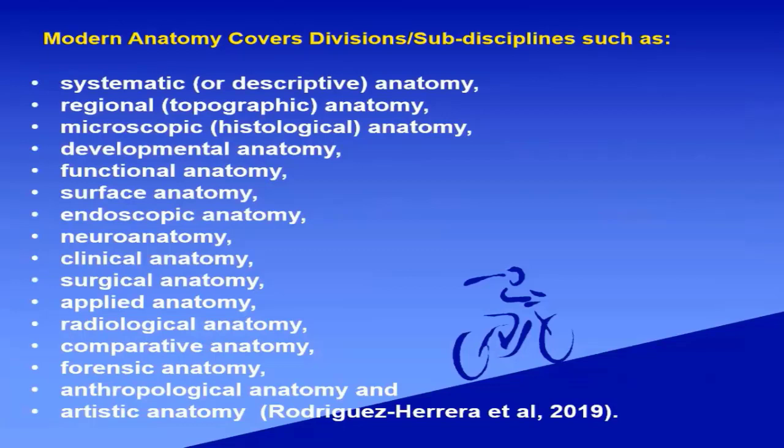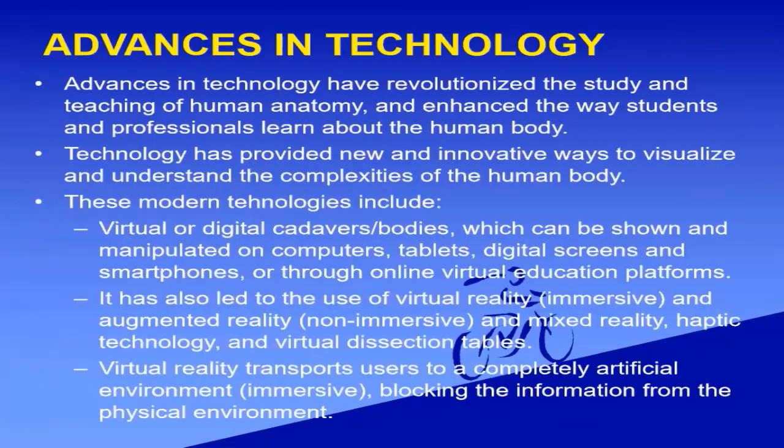Modern anatomy covers quite a number of divisions and subdisciplines, and examples include those that have been listed here: systematic anatomy, regional anatomy, microscopic anatomy, developmental anatomy, functional anatomy, surface anatomy, and so many others: radiological anatomy, comparative anatomy, forensic anatomy, anthropological anatomy, artistic anatomy, and so many.